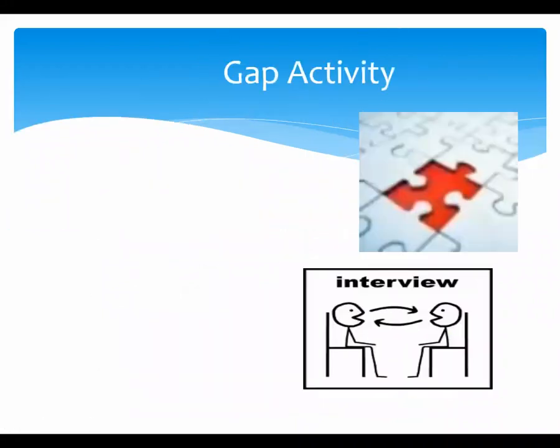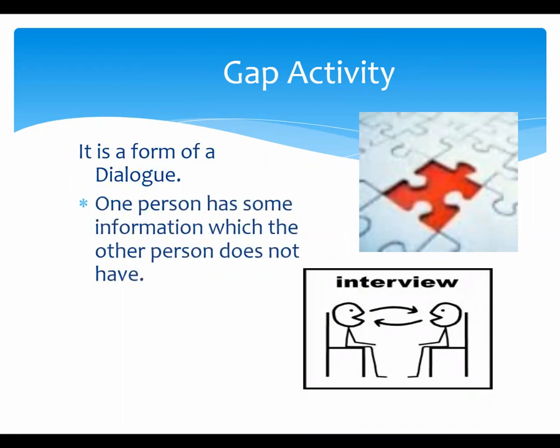the next is the gap activity. It is actually a form of a dialogue that can be done in the class. One person has some information which the other person does not have. Okay, and with the help of the discussion, with the help of the missing information, they can easily guess the meaning. You can look at this picture. This shows that some information is there. You can say some part of the information is there, the rest is missing.